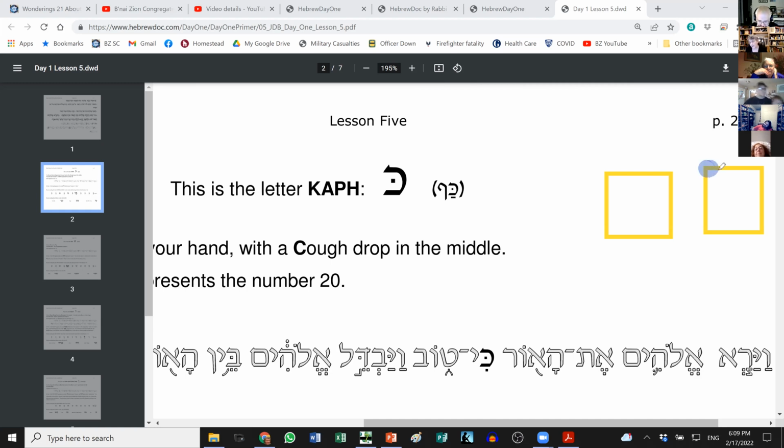So the block letter looks something like this. You're going to go across the top, you're going to go down the side, and you're going to go across the bottom. It's kind of an open-ended square, but you also have to remember to put the cough drop in. You need the cough drop. If you were doing a cursive, it's going to be a curved one, with a cough drop in it.